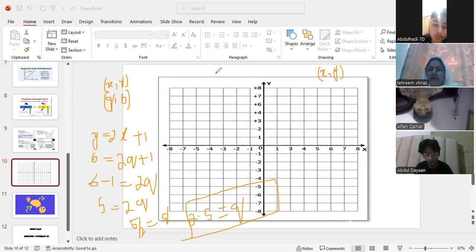If he writes C and 5, you have to find the value of C. That was very simple. What you will do, just write this one. Clear?